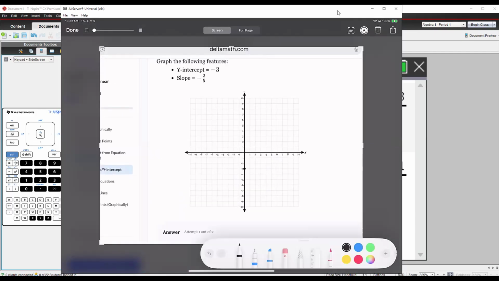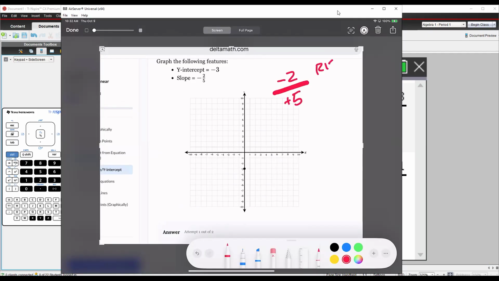So all we're going to do is go down 2, that's the rise of -2, and then we're going to run. So we go down 1, 2, and then we run 5: 1, 2, 3, 4, 5. So this would be our point, and our line will go through there, okay? But that's what they want you to do. So let's go and do that.